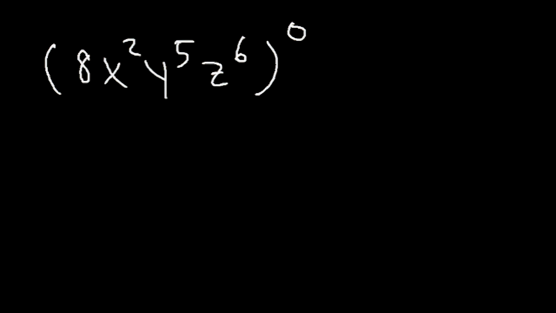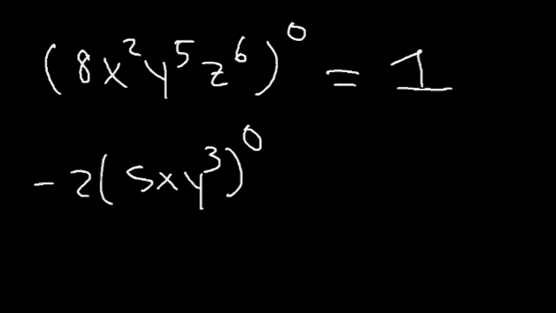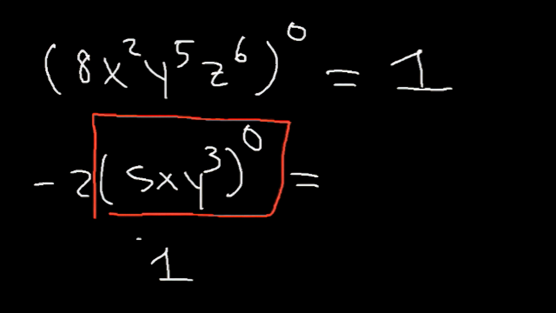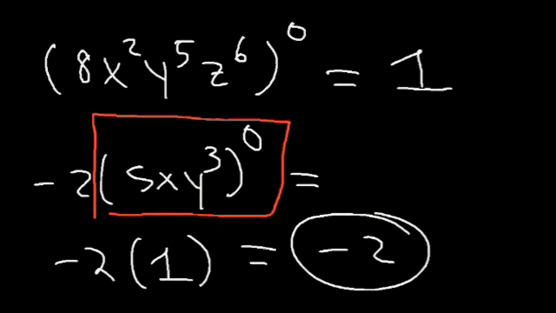Now what if you get a question that looks like this? Let's say it's 8x squared y to the 5th z to the 6th raised to the 0th power. Anything raised to the 0 power is always 1. It doesn't matter what's inside. Now let's say if you have negative 2 times 5x y cubed raised to the 0. What's the answer now? So everything inside the parentheses is going to turn into a 1. So only this portion will become a 1. But notice that you have a negative 2 on the outside. Negative 2 times 1 is negative 2. So that's the answer for an expression that looks like that.